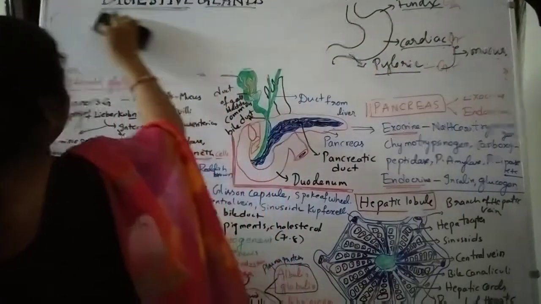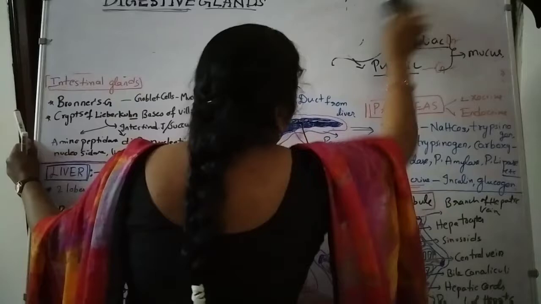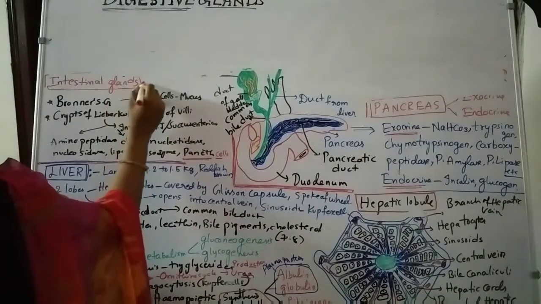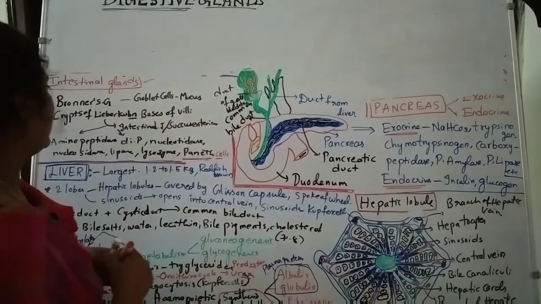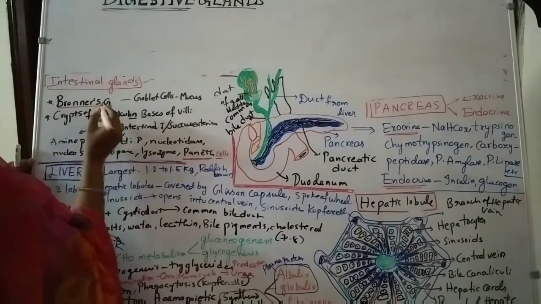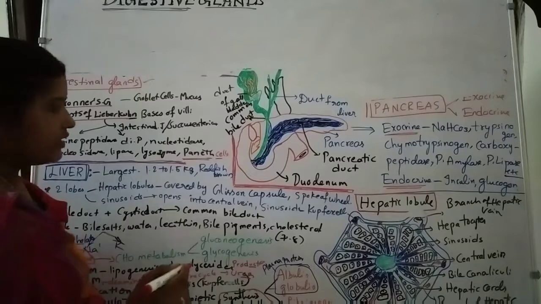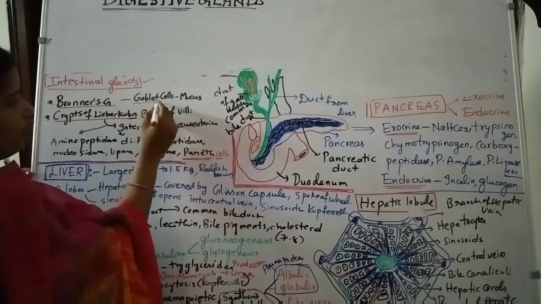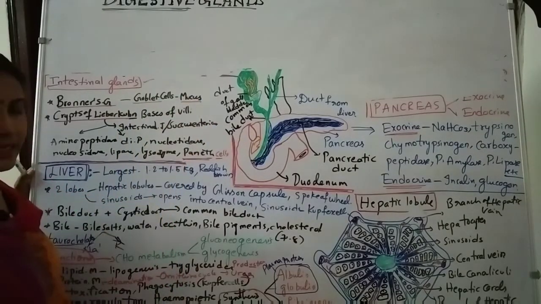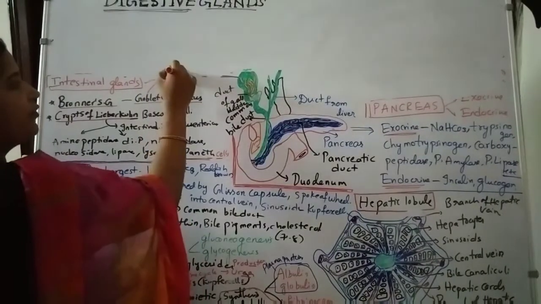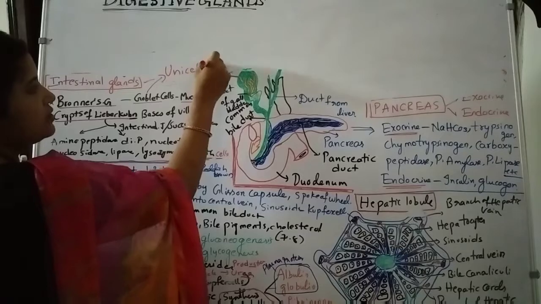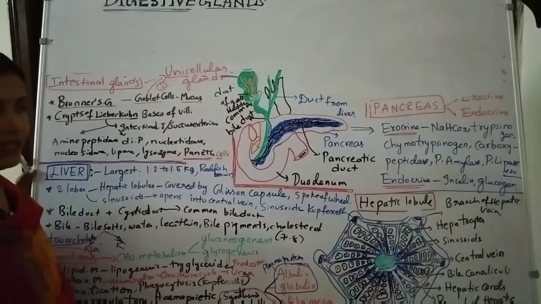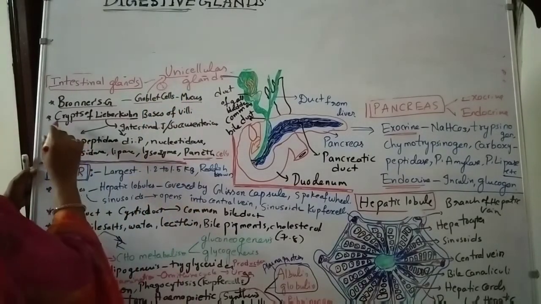Intestinal glands means the glands present in the intestinal walls. So what are the two types of glands present in the intestinal region? One is Brunner's glands, another one is the crypts of Lieberkühn. Brunner's glands contain goblet cells, which secrete mucus. An important point here: goblet cells are unicellular glands, meaning each is made up of a single cell. It secretes the mucus.